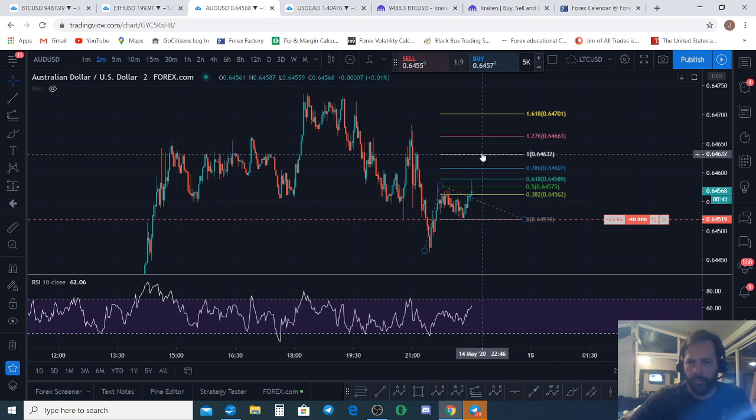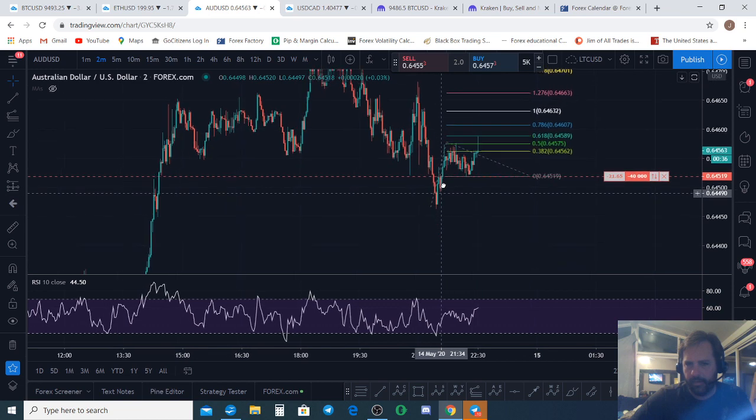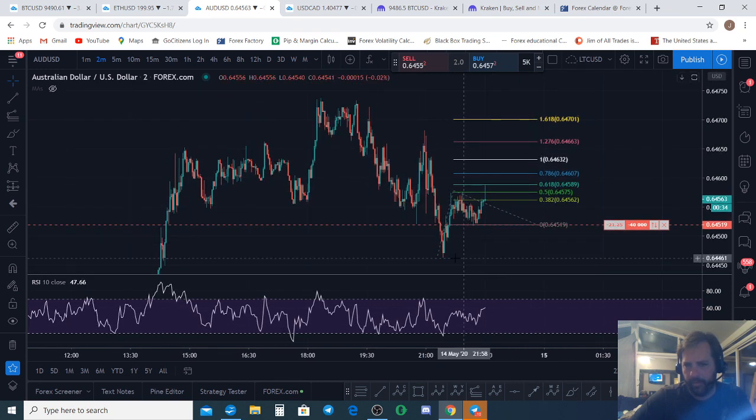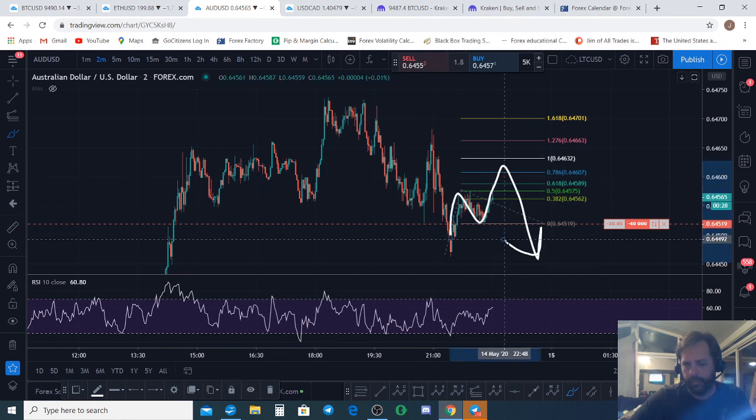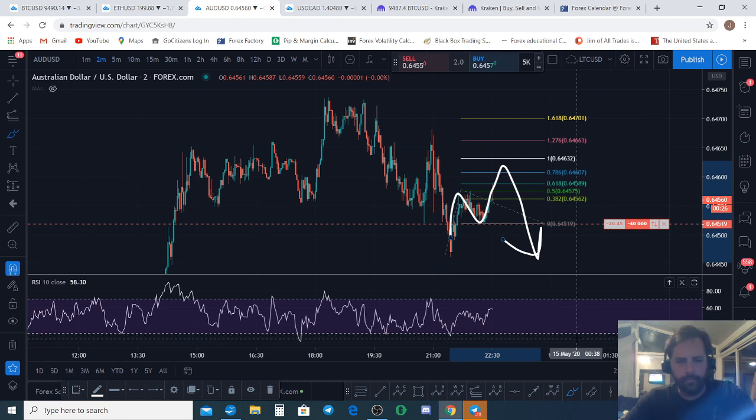But if it comes to the 1-to-1 and then continues down, that's going to be a tag on it, just a 3 wave move, and then down we go.